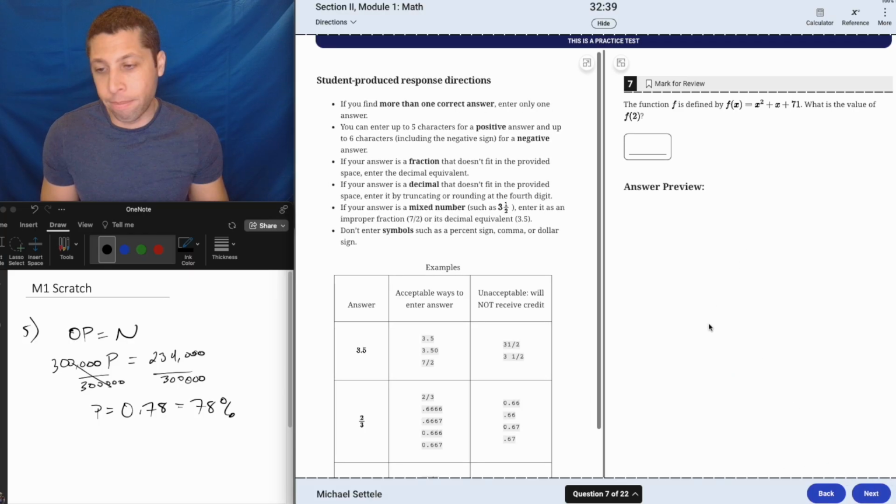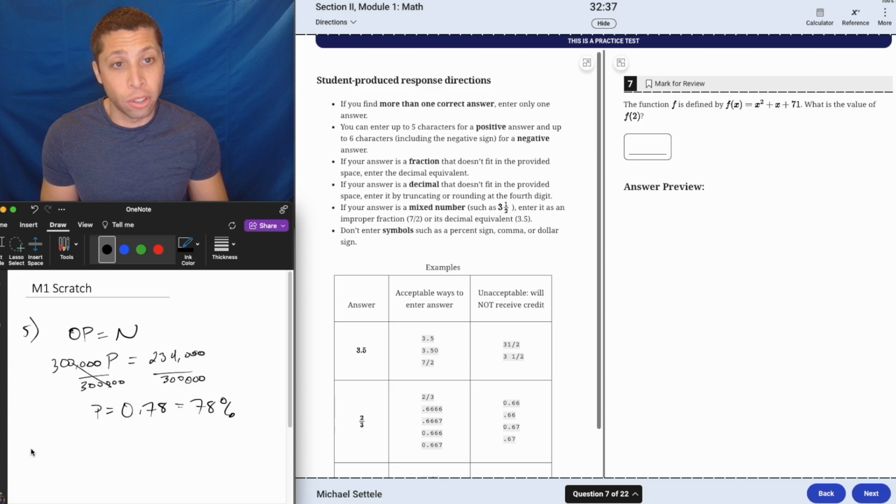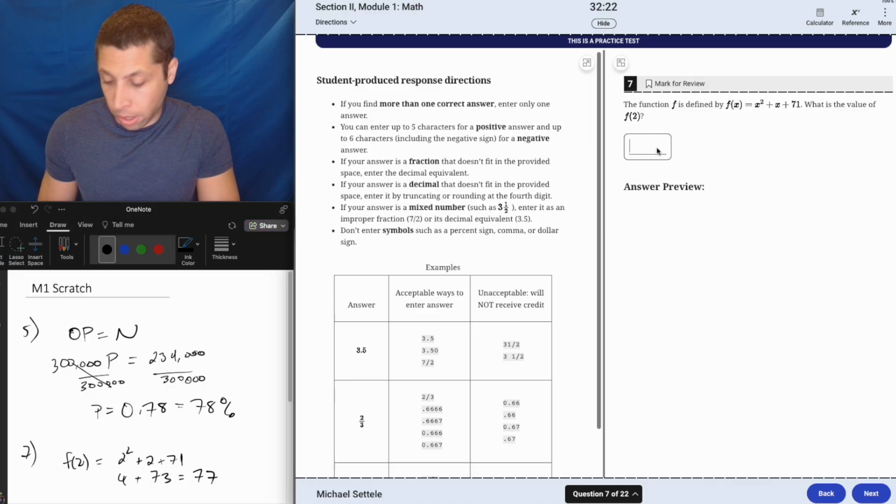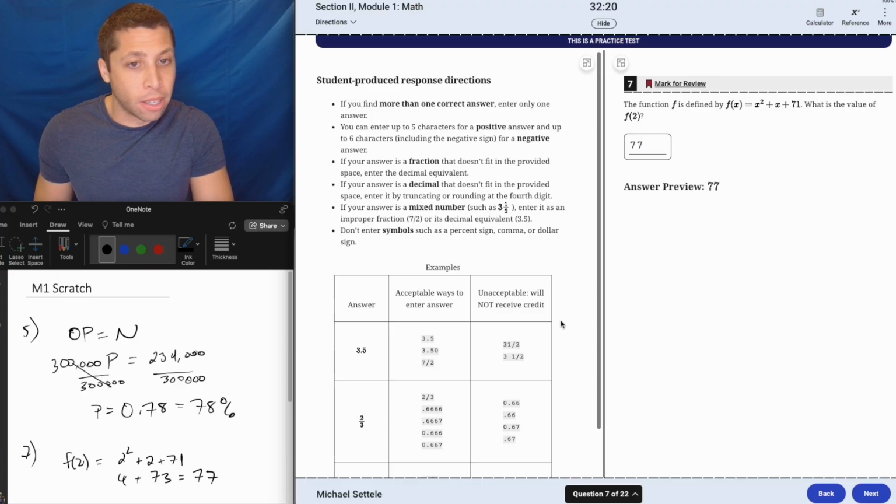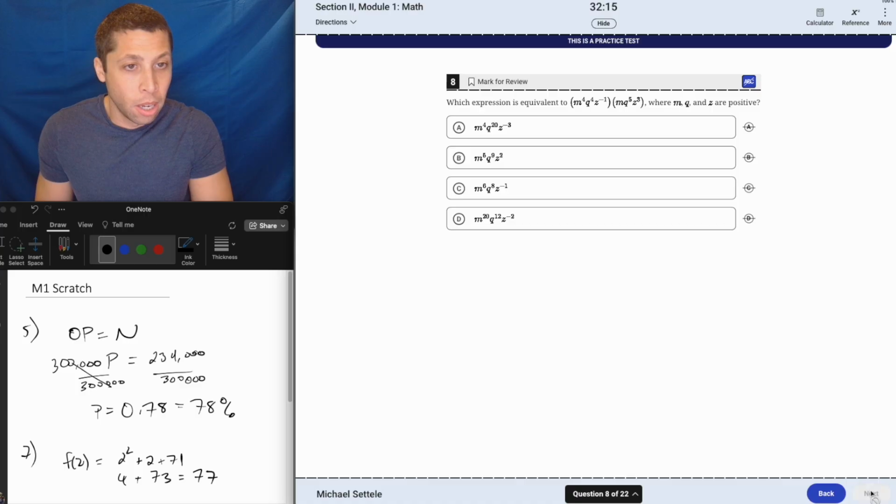Plug points into equations again, right? So we could use the calculator here for sure, and I'll probably come back and do that later. But f of 2 is 2 squared plus 2 plus 71. So 4 plus 73 is 77. Okay. And like I said, we're going to come back because that's so easy to put in the calculator. Might as well. We're going to have a million minutes to do it.